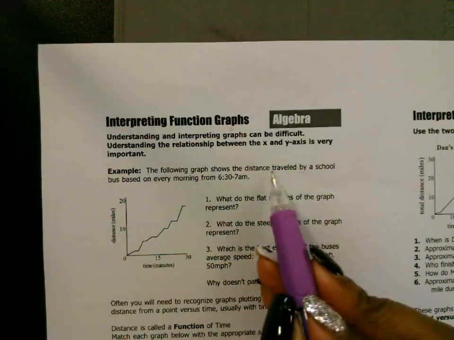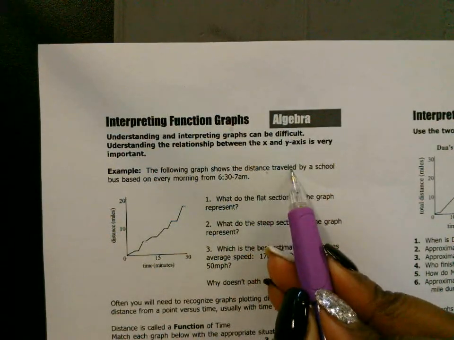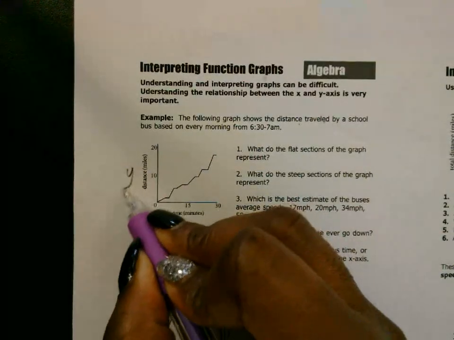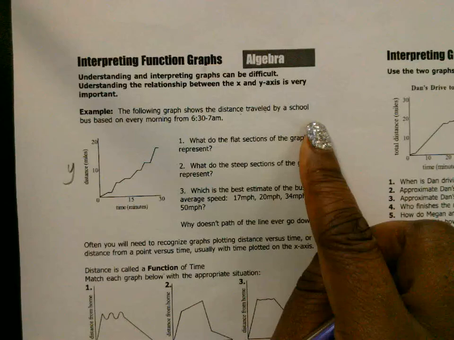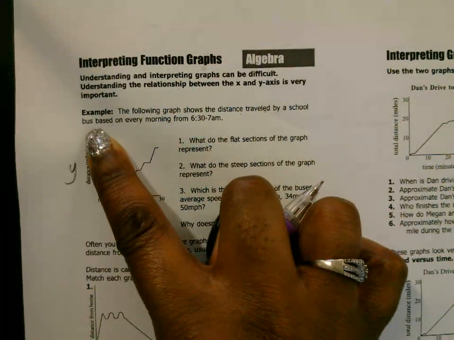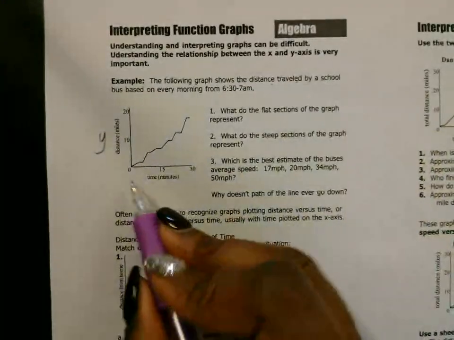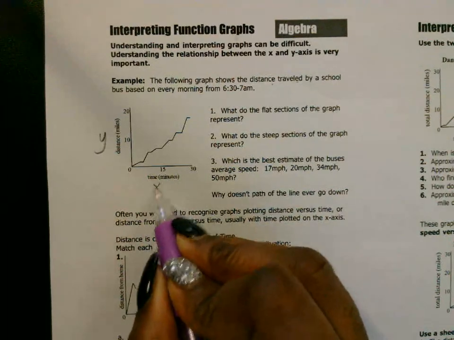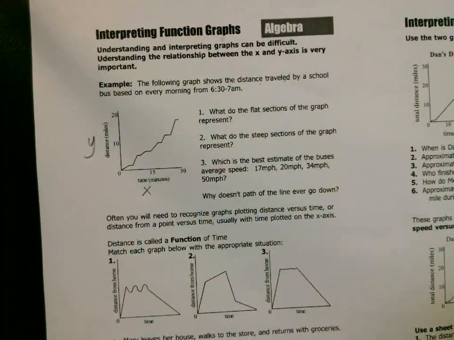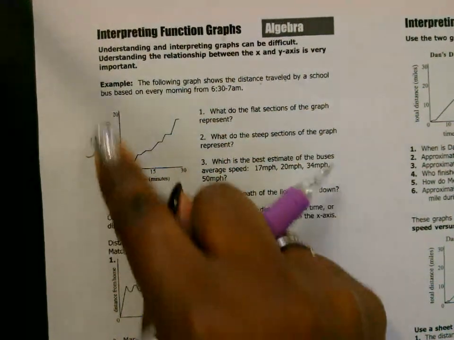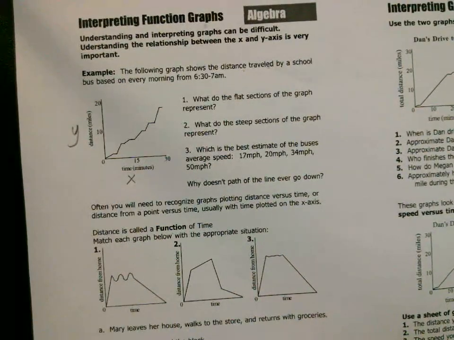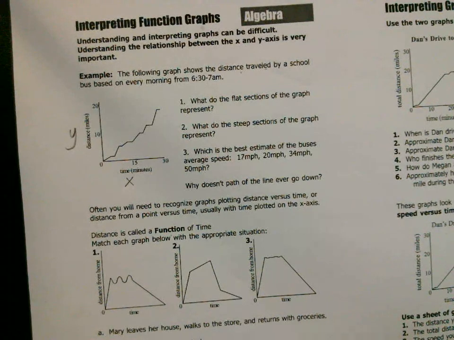All right. So the very first example: the following graph shows the distance traveled, that is along the Y, total distance, of the school bus, based on every morning from 6:30 to 7. So time is in minutes on the bottom. So please label the X and the Y axis. X is time, Y is motion, which is distance in this particular problem. Time and distance.